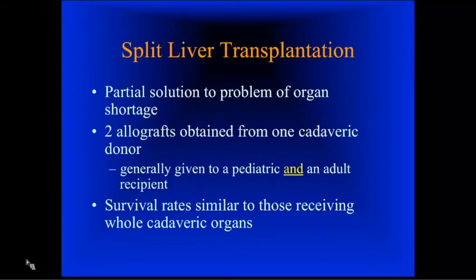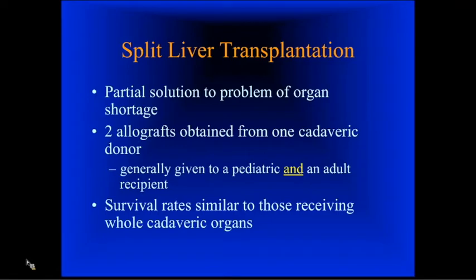So split liver transplant was a partial solution to the problem of organ shortage, looking theoretically at a graft being split into two parts and given to two recipients. Since we were looking at the size, it would be dividing the liver into the left lobe and the right lobe, with the left lobe taking about 1/3 of the entire volume. So theoretically it would go to somebody of smaller stature, such as a pediatric patient, and then the bigger lobe going to an adult recipient.